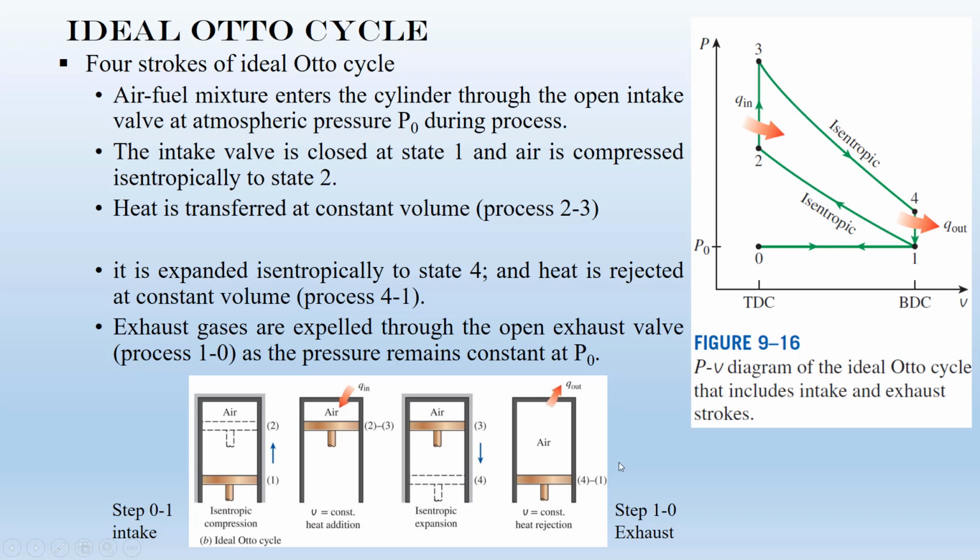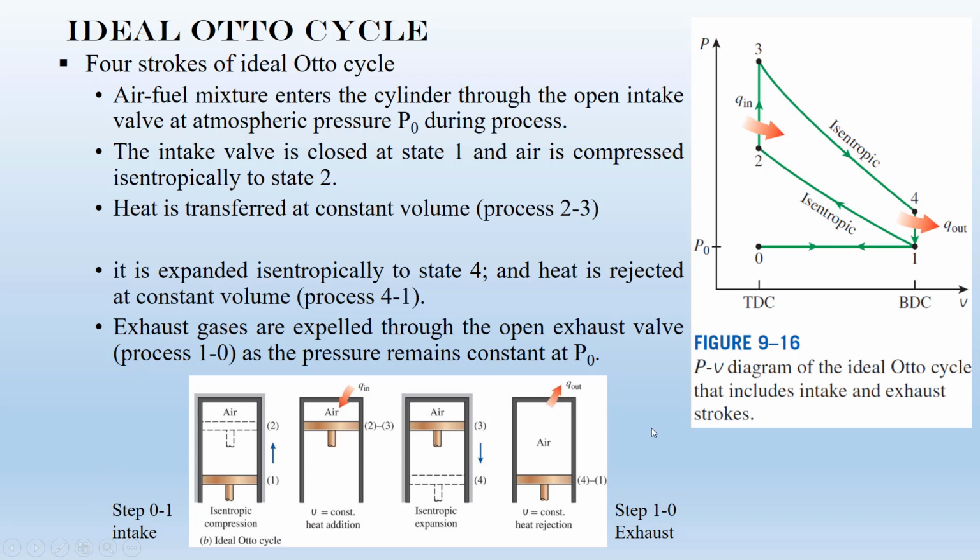And then the fourth stroke is where we assume that exhaust gases just leave this system at constant pressure, or atmospheric pressure. So we move from point 1 to point 0. So there is a compression at this step. So we have the fourth stroke. If we assume these two extra steps, we can solve the problem, correct? So now we have four strokes: one, two, three, and four.